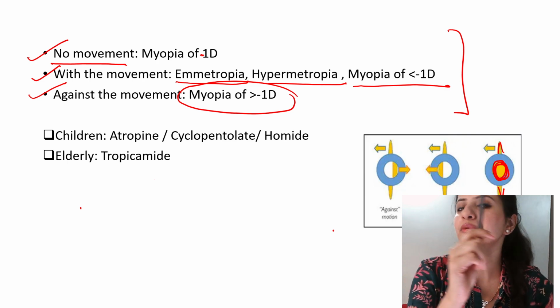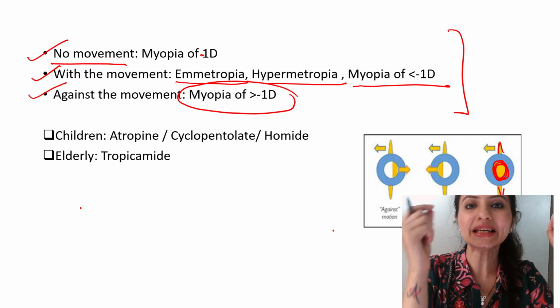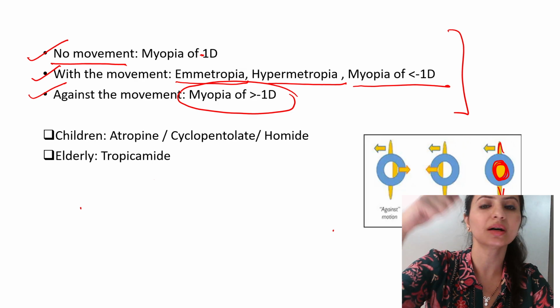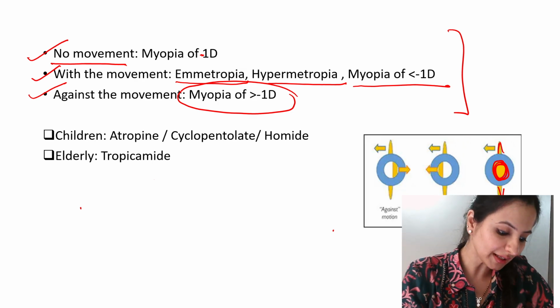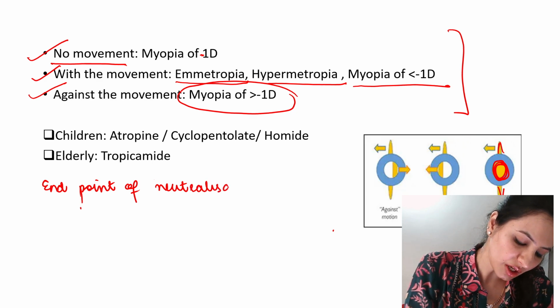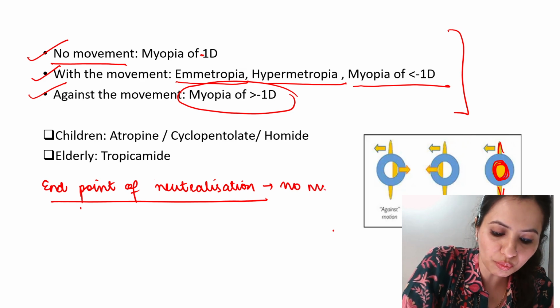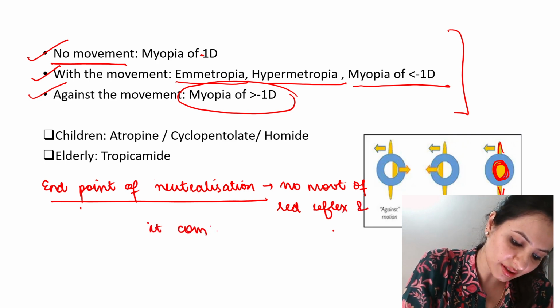Okay, so this is the procedure. You look for the movement of red reflex and then you make the patient wear the trial frame. Then in the trial frame, you keep on adding lenses of different powers. Okay, so what is the end point of neutralization? So the end point of neutralization is when there is no movement of red reflex and it completely fills the pupil.